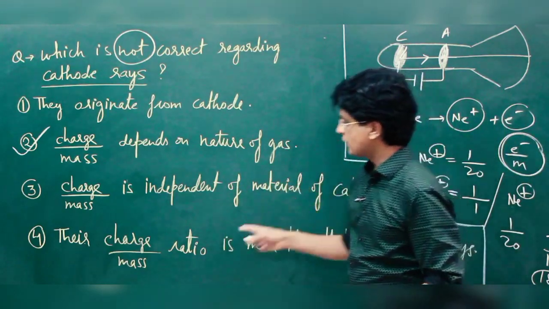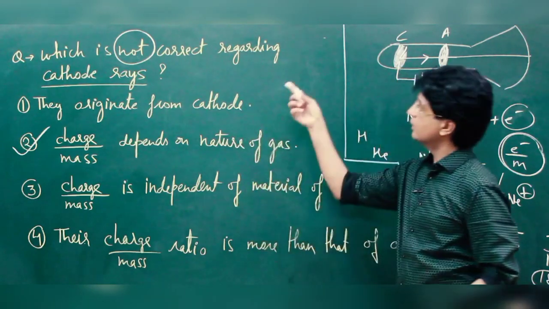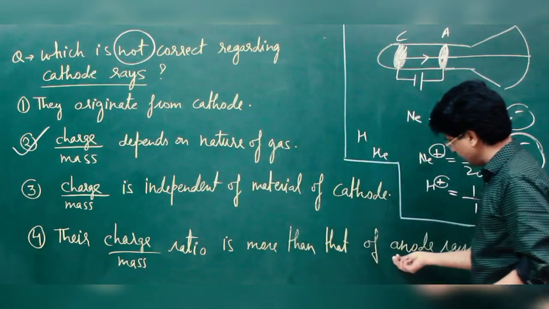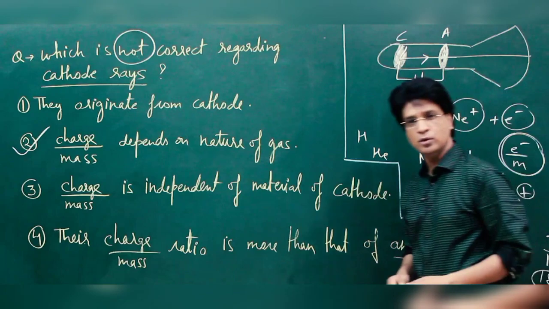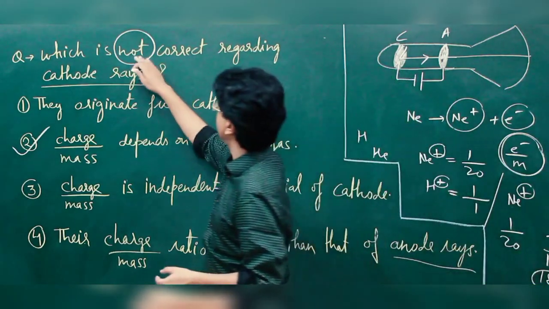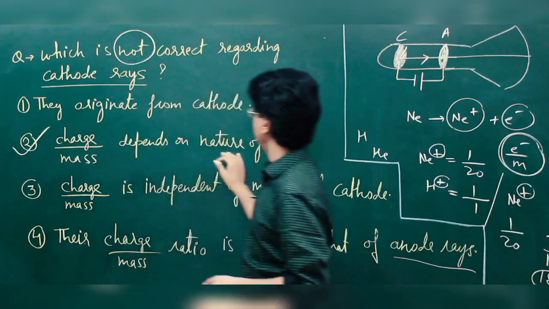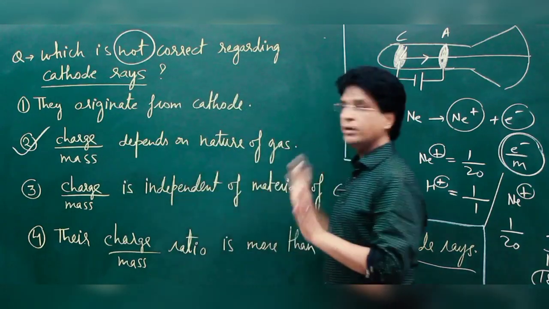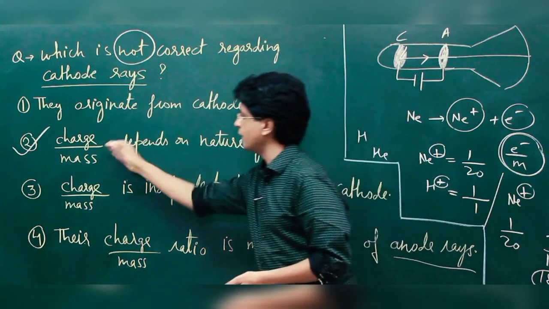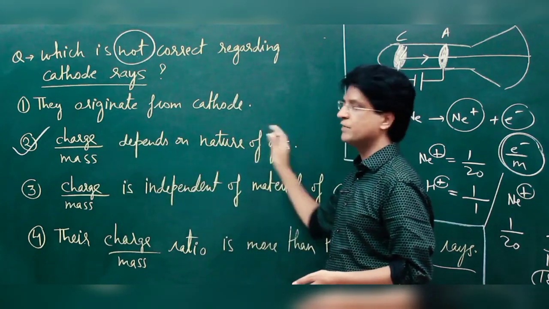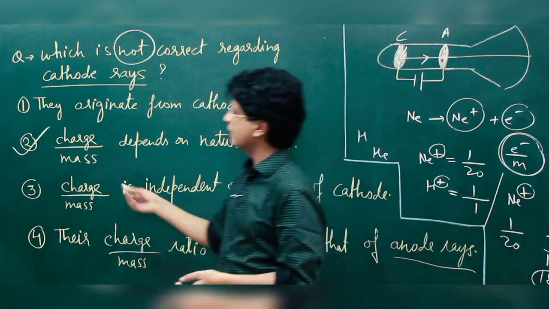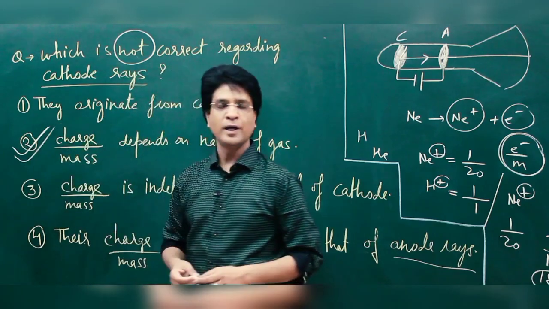So the charge upon mass ratio of cathode rays is more than anode rays. This statement is also correct, but we are looking for the incorrect statement. So we can safely say that charge upon mass ratio does not depend on nature of gas. Here it is written that charge upon mass ratio depends on nature of gas, which is the incorrect statement. So my answer will be the second one. I hope that is clear.